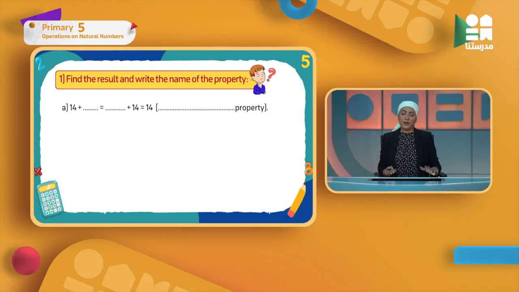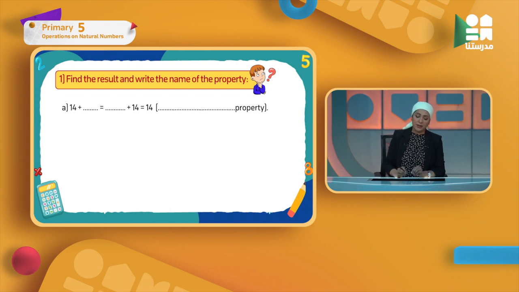Now we will take some examples to practice on the properties of addition. But again, we need to remember that addition in natural numbers, we have closure property, commutative property, associative property, and additive identity property. The 4 of them can happen, okay? I want you to fill in the spaces and to write the name of the property that we are dealing with here. 14 plus what equals what plus 14 equals 14.